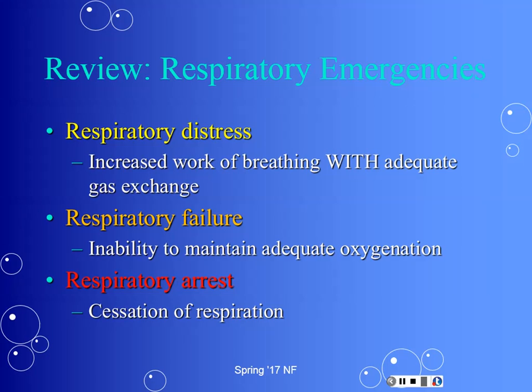Whereas with failure, that's when you're going to start to see them decompensate, until they just totally aren't able to breathe. Does that make sense? Okay.